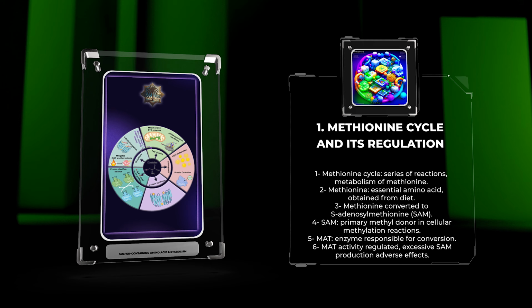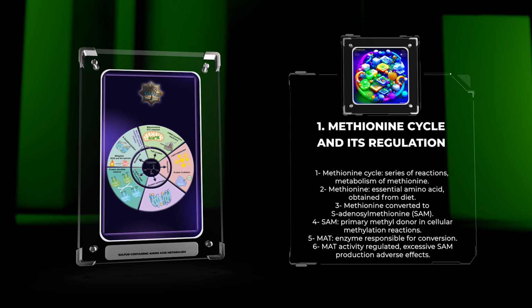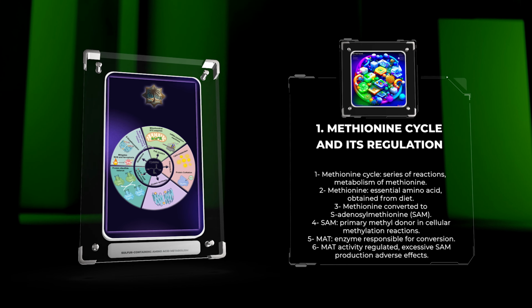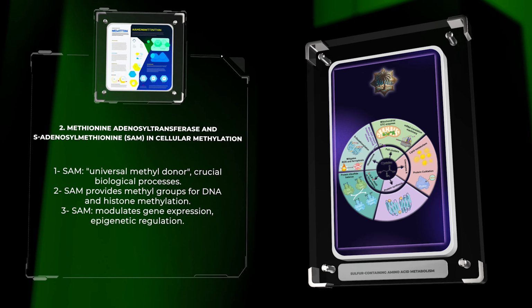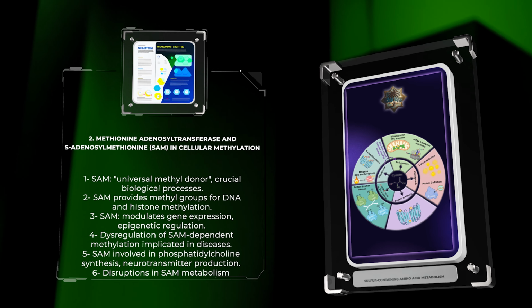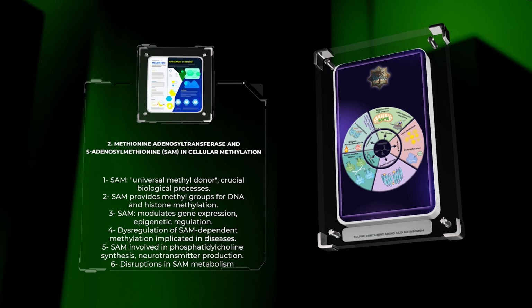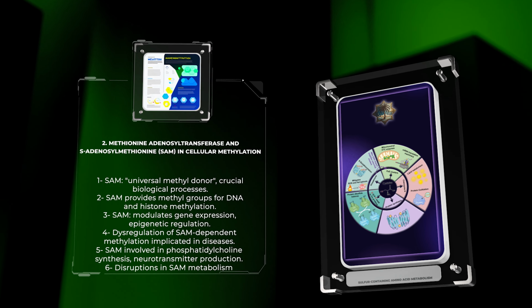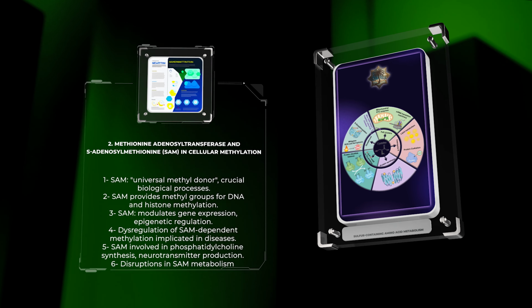MAT activity is tightly regulated, as excessive SAM production can lead to increased cellular methylation and adverse biological effects. Various factors, such as feedback inhibition and post-translational modifications, play crucial roles in maintaining the balance of SAM production. SAM is commonly referred to as the universal methyl donor since it participates in a wide array of crucial biological processes. One of its primary functions is to provide methyl groups for DNA and histone methylation, thereby modulating gene expression and epigenetic regulation. Dysregulation of SAM-dependent methylation has been implicated in various diseases, including cancer and neurodegenerative disorders.